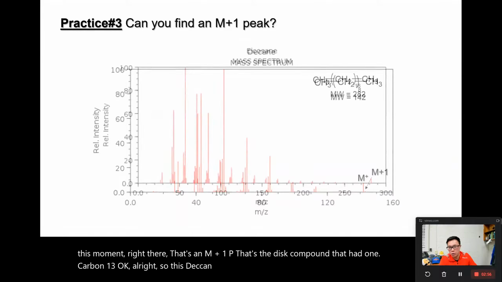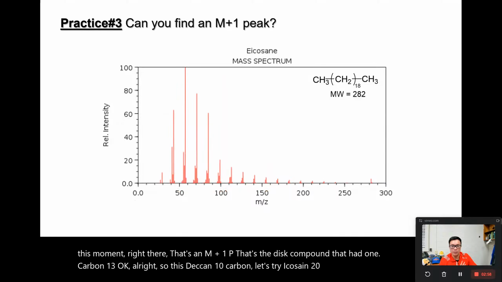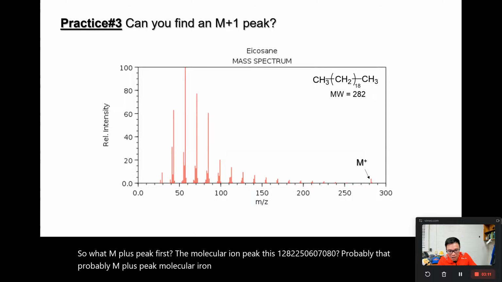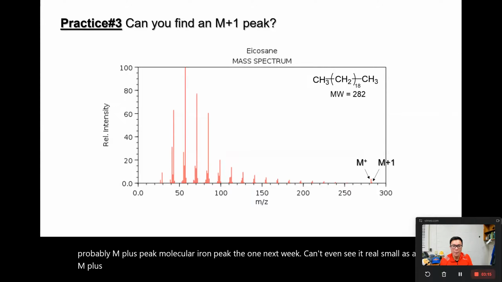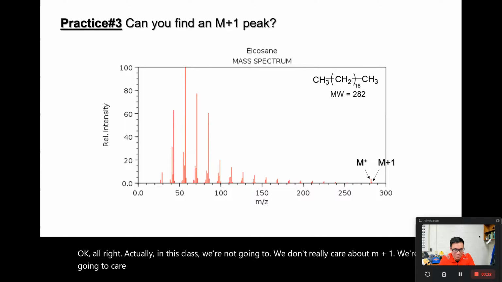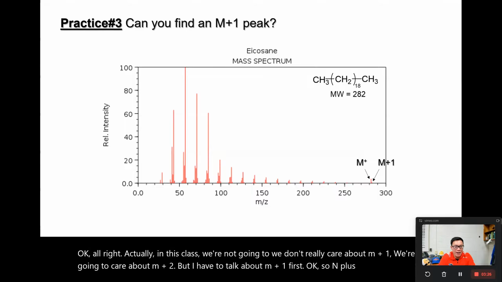Let's try icosane, 20 carbon. Where's the M+1 peak? Start with the M+ peak first, the molecular ion peak. This one, 282, 250, 260, 270, 280. Probably the M+ peak, the molecular ion peak. The one next to it, you can't even see it, real small. That's an M+1. Actually, in this class, we don't really care about M+1. We're gonna care about M+2, but I have to talk about M+1 first. So M+2 is right next to the M+1 peak.